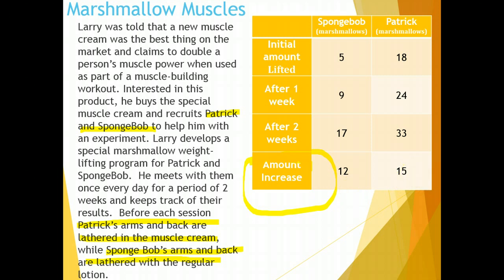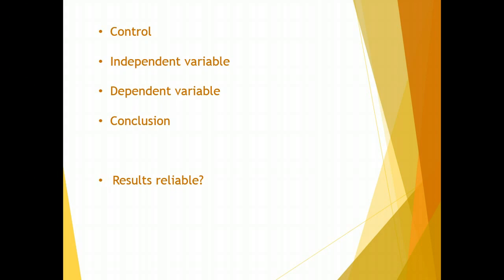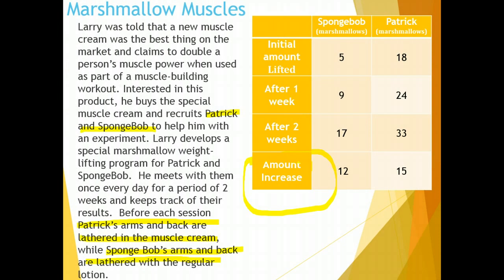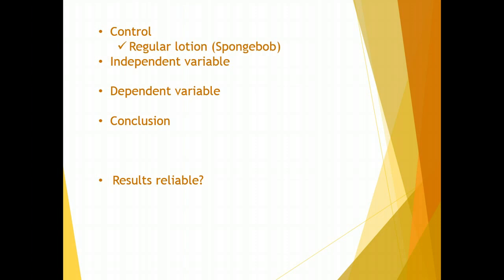Let's move on to our items. In this case, which is the control group? I'll go back so we can see. Remember, the control group is the one that has the regular, everything is normal. It's going to be used to compare. If you said that SpongeBob is the control group because it had the regular lotion, you are correct.